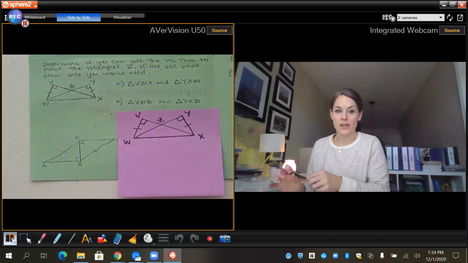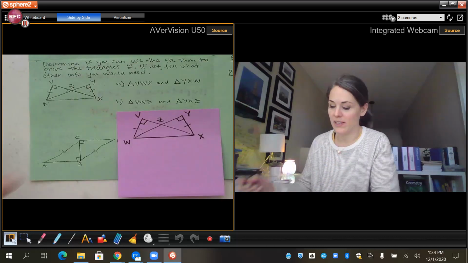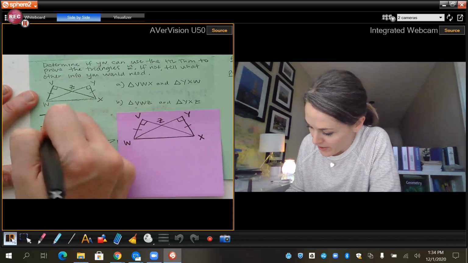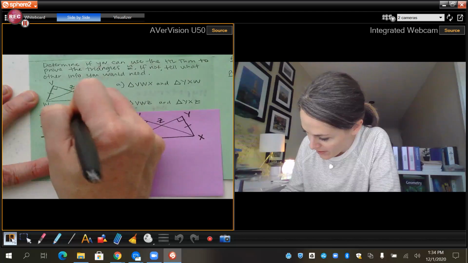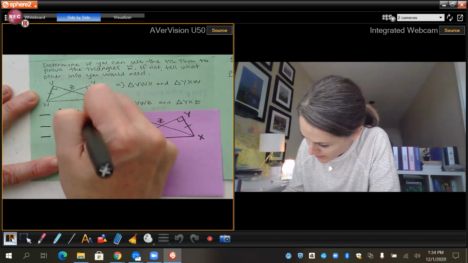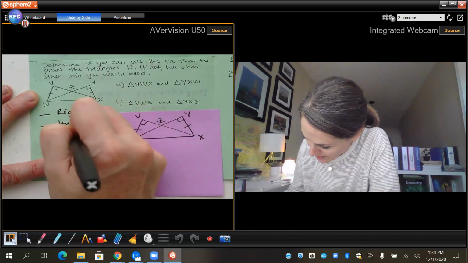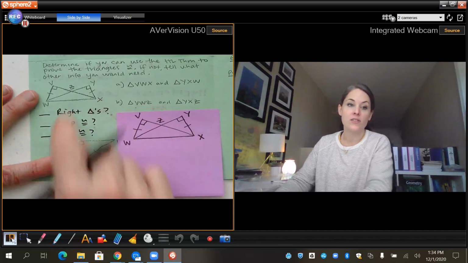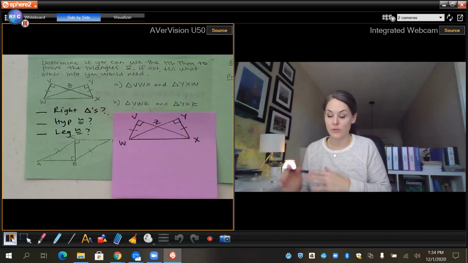Okay, so I need to do my checklist. I'm going to have my little checklist over here, the 3 things. I want to figure out, are they right triangles? Do we have hypotenuse congruent? And do we have legs congruent? That's my little checklist I'm going to use for each one.